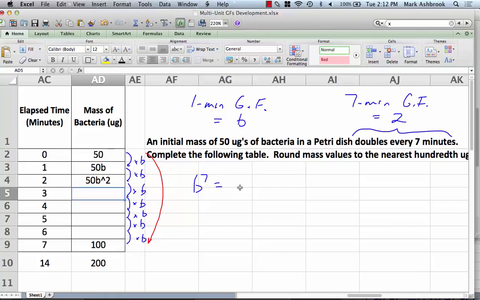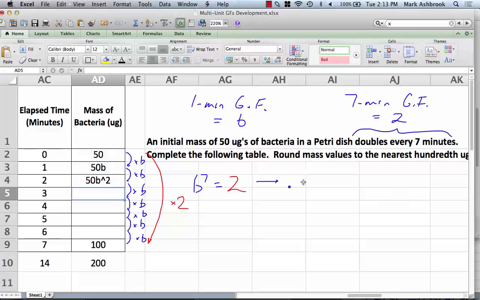Because we said the 7-minute growth factor is 2. To get from 50 to 100, you multiply by 2. But another way you can do that is multiply by B 7 times. Do you see it? So B to the 7th equals 2. This is key. You can construct this too. All right? So then that allows us to solve for B.